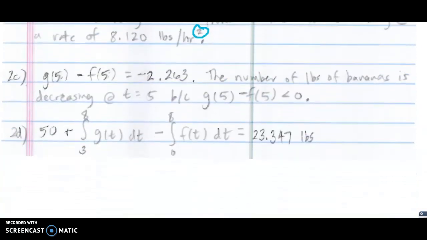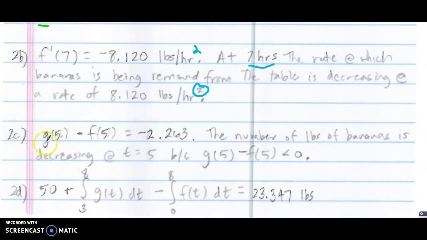So in part C, I tell the reader what I'm going to do. I'm going to find g prime, not prime, g of 5 minus f of 5. I see that that number is negative. And then I can say the number of pounds of bananas is decreasing because the rate, g of 5 minus f of 5, the total rate, is less than 0.